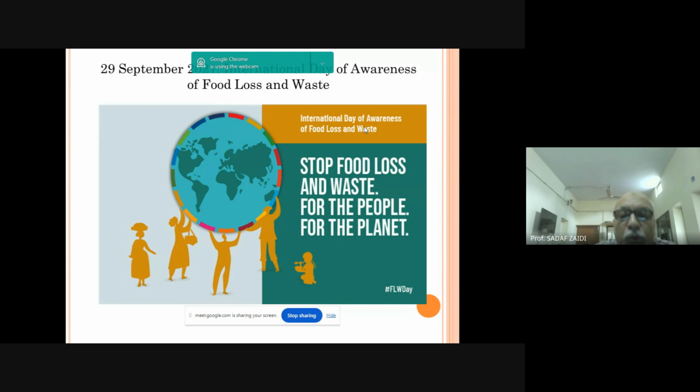So this is just to generate awareness amongst the people, because it is the people who are the most culprit. 61% of the total food waste is being generated by the households. And most of the people, they are generally ignorant about the great harm they are causing to the planet.